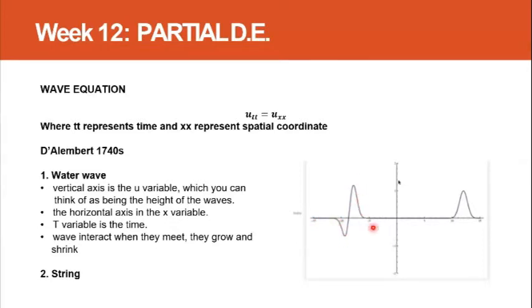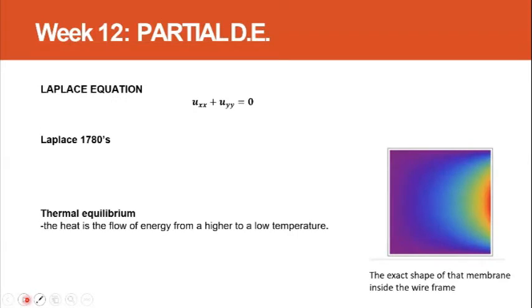That's the example for the wave equation. And for the Laplace equation naman, we have here our formula, which is u sub double x plus u sub double y, equivalent to 0. It originated in the 1980s and is based on Laplace. And the example we have here is thermal equilibrium.